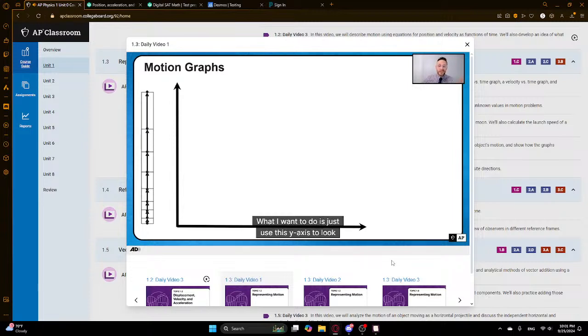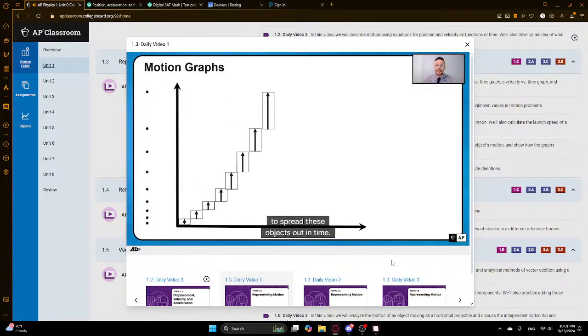What I want to do is just use this y-axis to look at the distance part, and we're going to spread these objects out in time, and so the length of this is going to tell me how far the object went in each time interval. This is a position versus time graph. All we've done is taken that dot diagram and spread it out, representing our equal time intervals with the equal width of our strips of paper.